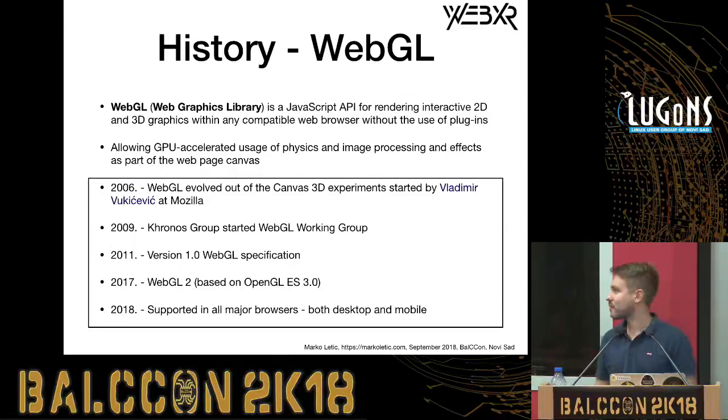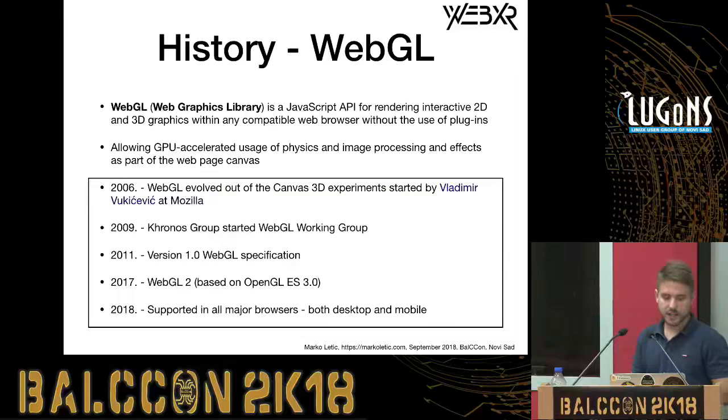Some short history facts, which I think are relevant because we're in Serbia. WebGL evolved out of the Canvas 3D project by Vladimir Vukicevic from Mozilla. So basically a Serbian is responsible for this. Later on, the Khronos Group started working on it, and in 2011 we had the first version of WebGL, the first specification, and after that things started to speed up.